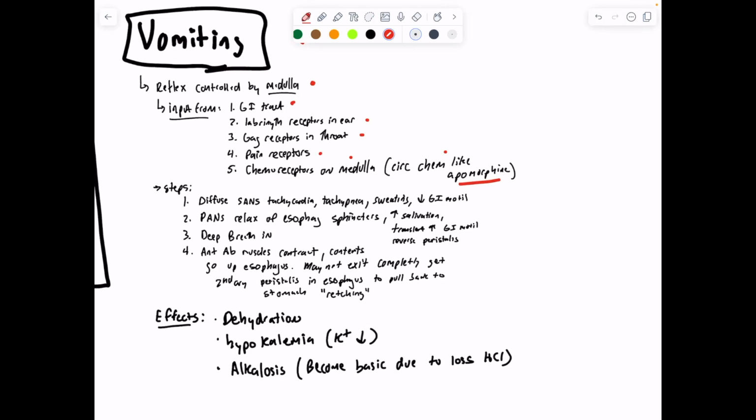The steps in this vomiting reflex are a diffuse sympathetic nervous system response, causing tachycardia, tachypnea, breathing too much, sweating, a decrease in GI motility, parasympathetic relaxing of the esophageal sphincters, an increase in salivation, and then a transient, temporary increase in GI motility, as well as a reversal of peristalsis, so things moving in the opposite direction, which is strange. Deep breath in, and then the anterior abdominal muscles are going to contract, and contents from the stomach go up the esophagus. If they don't exit the esophagus completely, you'll get a secondary peristalsis in the esophagus, which will pull the contents back to the stomach.